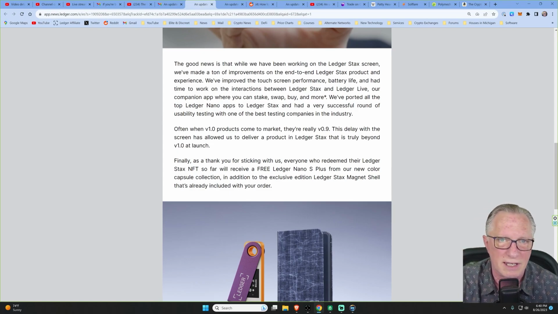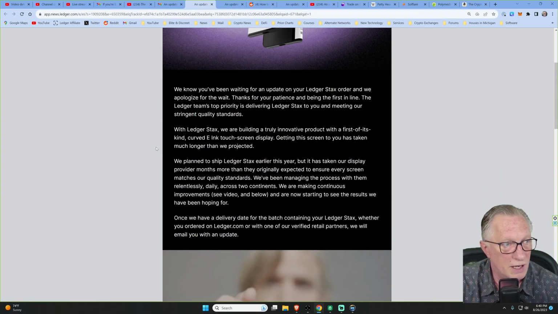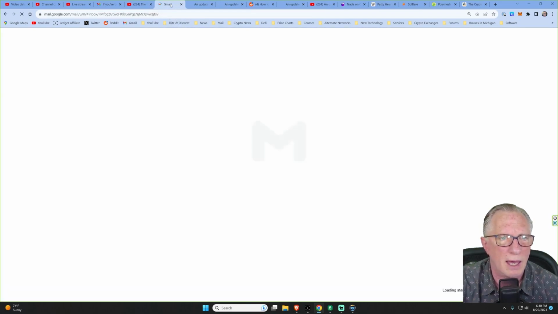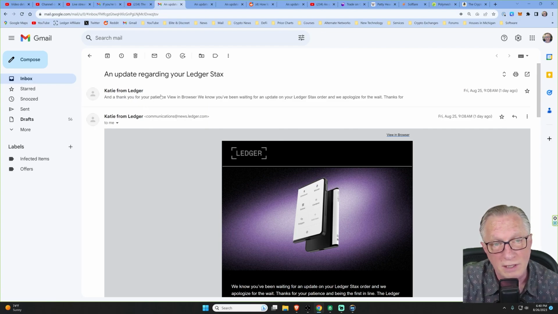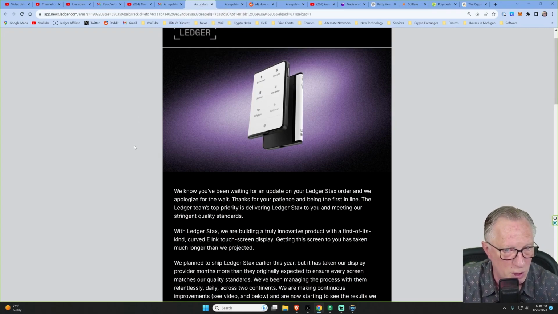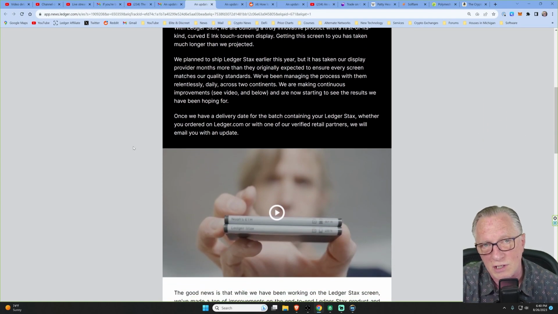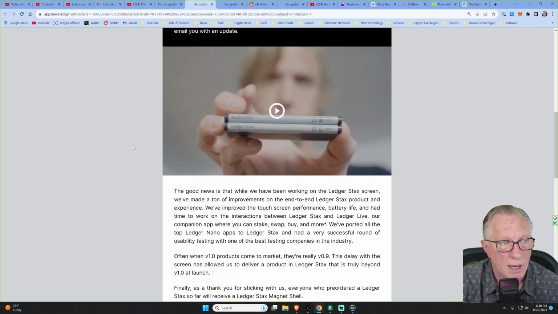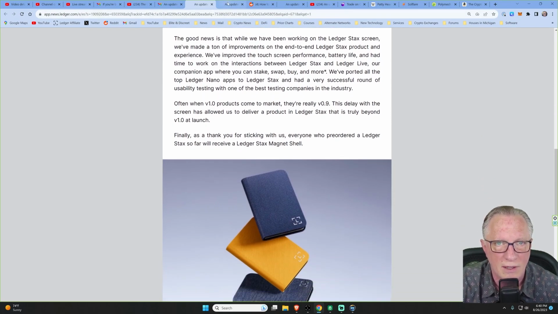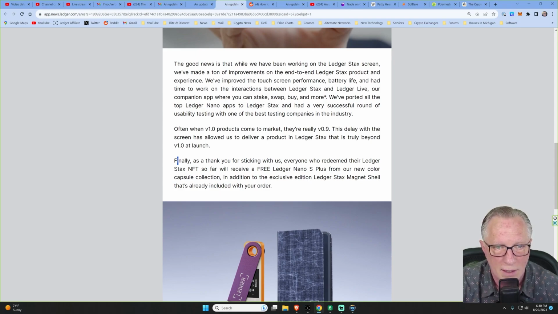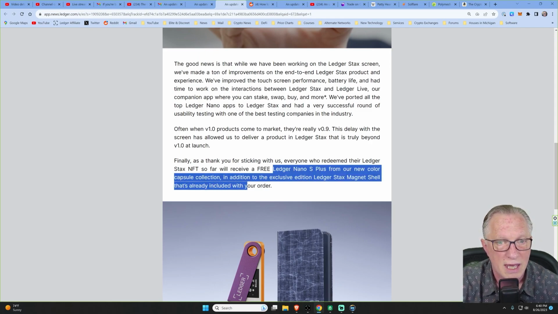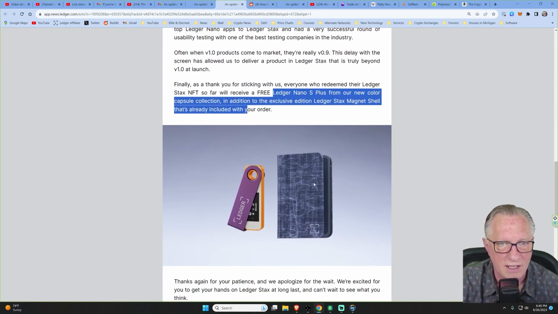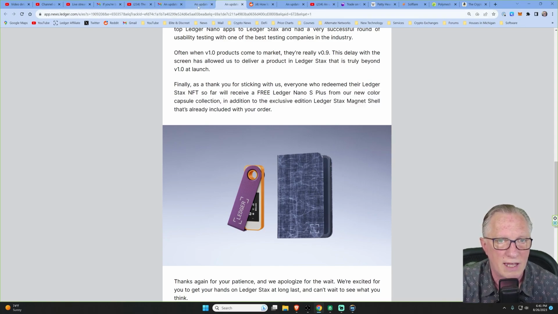Okay, so now here is the difference, and I thought I had switched these. There are two. I got two different emails, and you'll notice here I got two different emails, and I was kind of wondering, why did I get two different emails? Well, the difference is because one email is for the people that bought their Ledger Stax with their Ledger Market NFT. And the people that bought their Ledger Stax with their Ledger Market NFT will get a free Ledger Nano S Plus from our new color capsule collection, in addition to the exclusive Ledger Stax magnet shell that's already included with your order. So that's the difference.